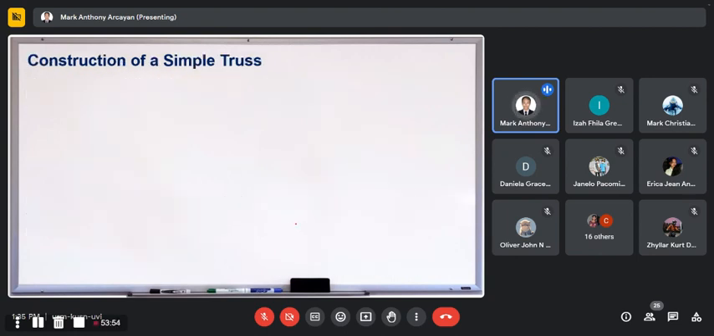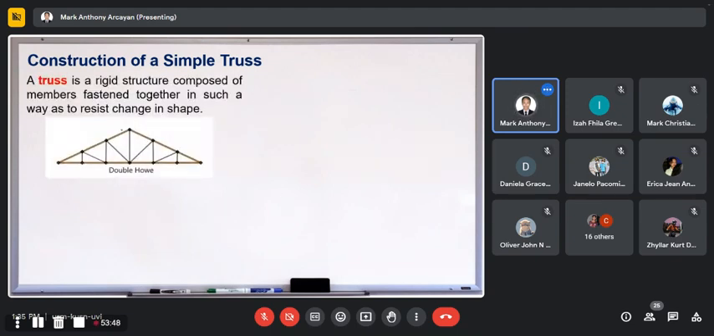Let's proceed to the construction of a simple truss. Kay atong focus ani kay truss man. So a truss is a rigid structure composed of members fastened together in such a way as to resist change in shape. So this is an example of a truss, no? Specifically a double Howe truss.